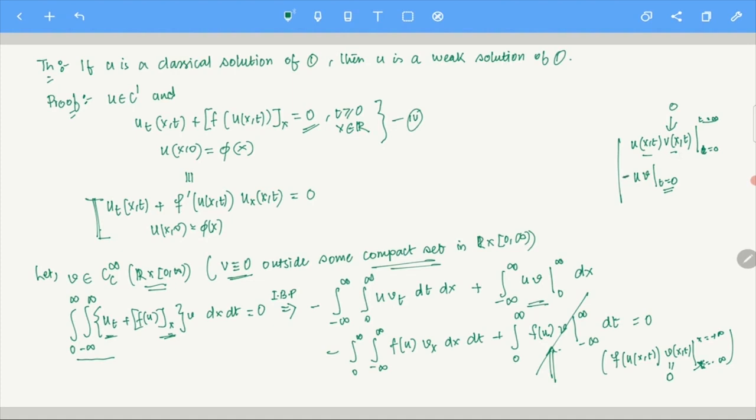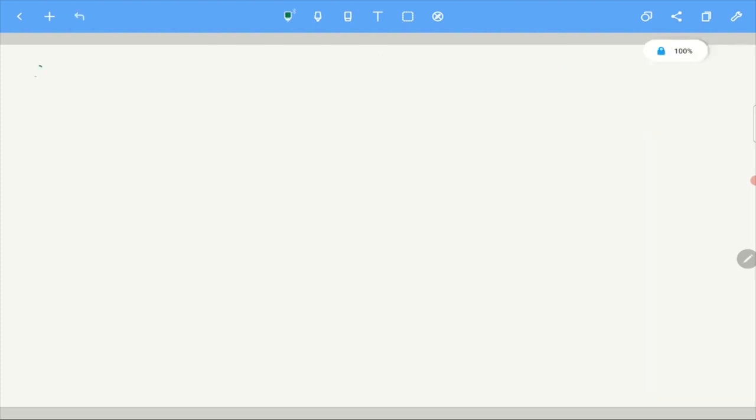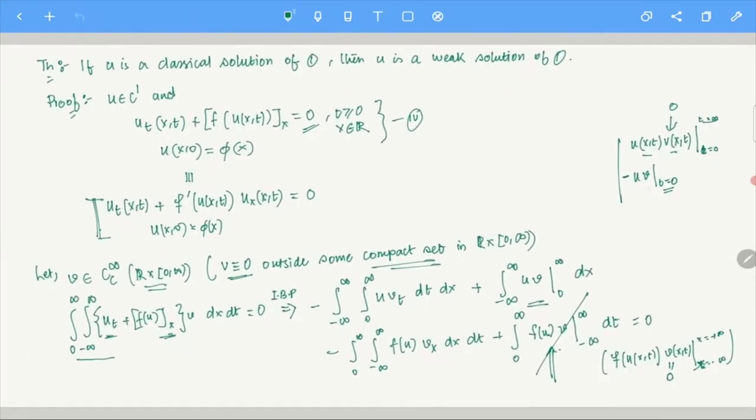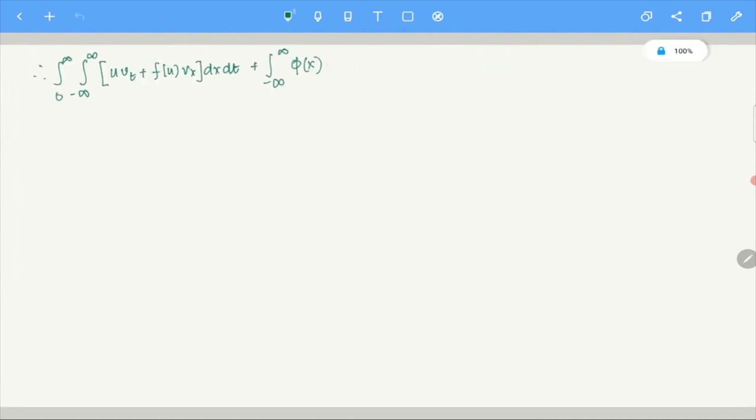Okay, so let's put all of this together and write it down properly. Therefore, what happens is it becomes the integral from 0 to infinity, of the integral from minus infinity to infinity, of u v_t plus f of u v_x, dx dt, plus the integral from minus infinity to infinity of phi of x, okay. Why phi of x? Because you see minus u at the point (x, 0) times v at the point (x, 0). This boundary term, u at the point x0, is given to be phi of x. So that is why it is phi of x times v at the point (x, 0) dx, equals 0. Okay, so this is true. You understand? This relation is true for any v.